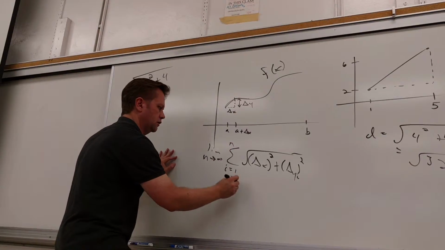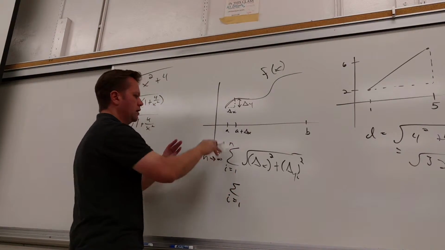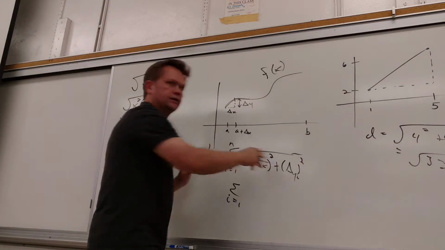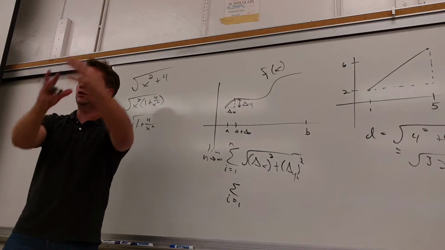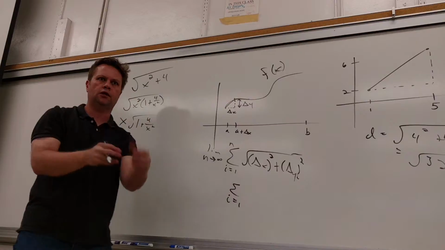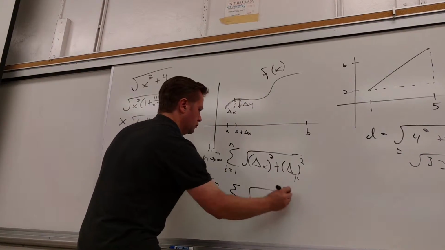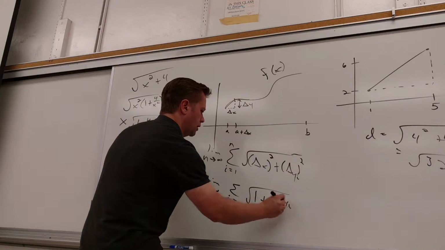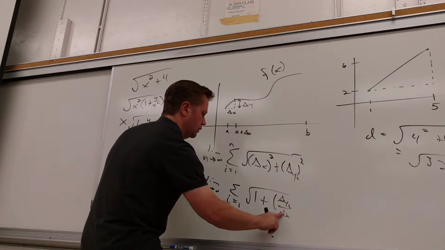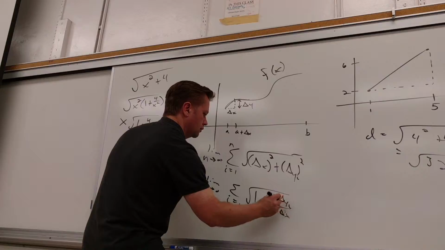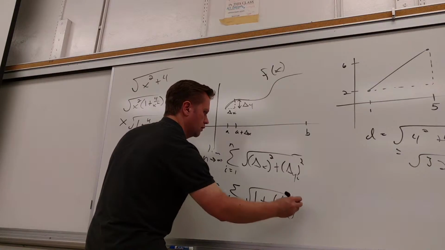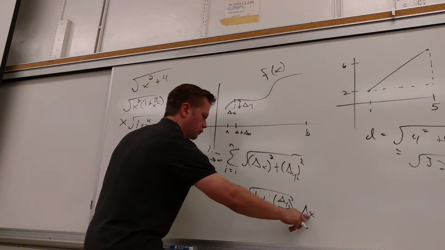Alright? And do you see what I'm trying to do? I'm trying to make it look more like the limit of a sum of something times delta x, because that looks more like an integral of a function times dx. So I get the square root of 1 plus delta y over delta x squared, and delta x comes out. So I pull that out.